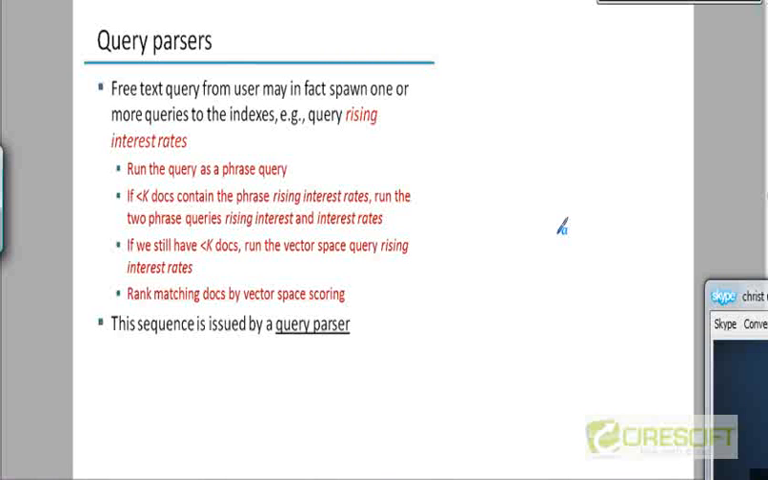We could take the cosine similarity score from vector space scoring. We could take the authority score. We could take the query proximity score and then rank them. So this is something that a query parser does.